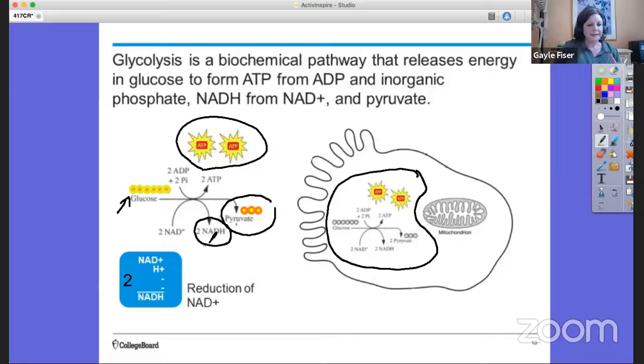So how did we get that NADH? We had NAD plus come into the reaction, and then combined with a proton and 2 electrons, we're going to make NADH. And that NADH is going to carry the electrons to the electron transport chain further down the line in this process. Okay.